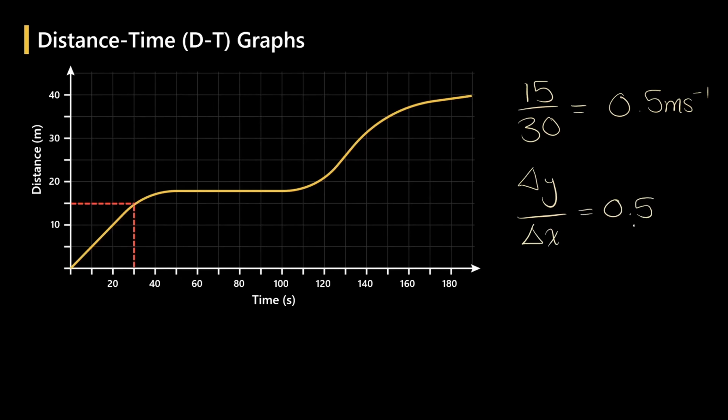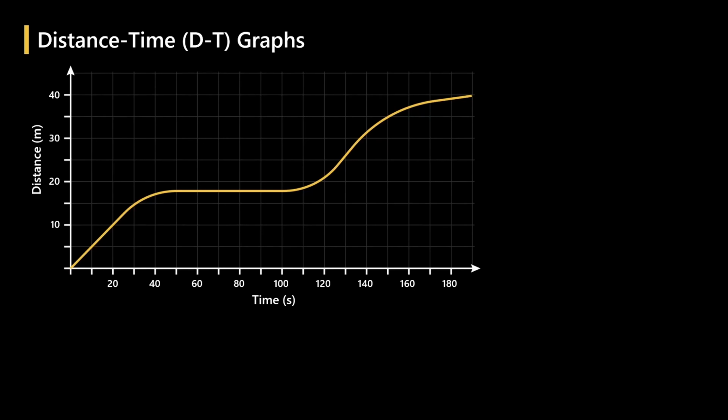But what if I wanted to find out the speed of the object at around 120 seconds? That part curves upwards, telling us that the object accelerates. But how do we get the gradient of a curve? To do that, we first need to draw a tangent, so a line that just touches the curve, and calculate the gradient of that line. So I've got my tangent here.